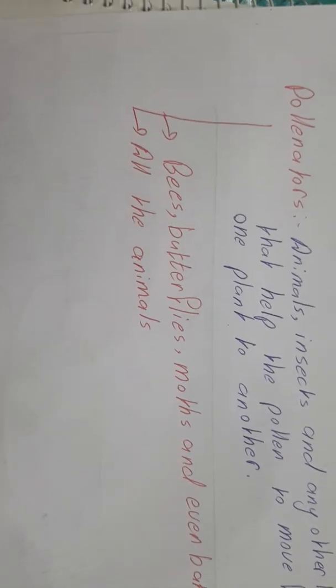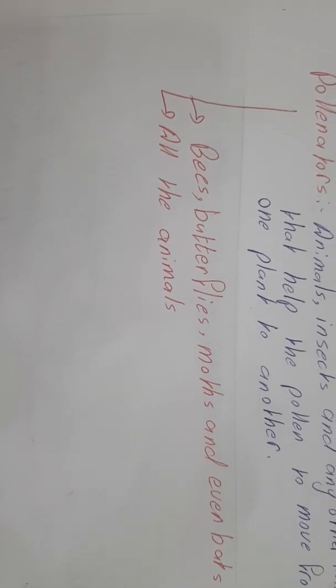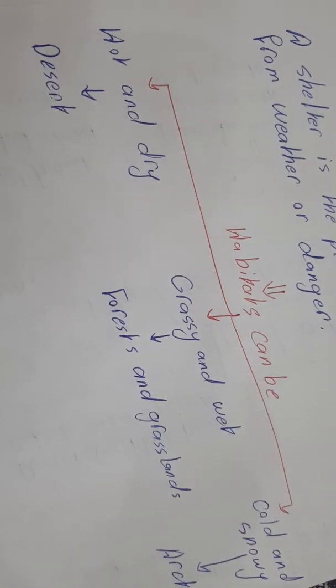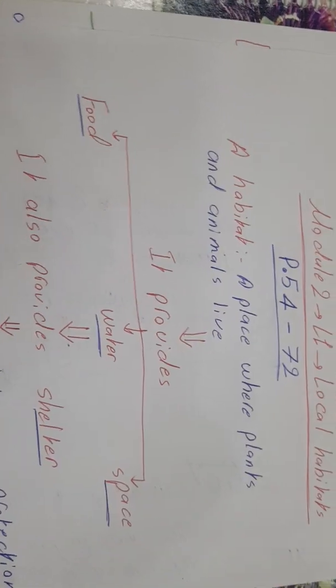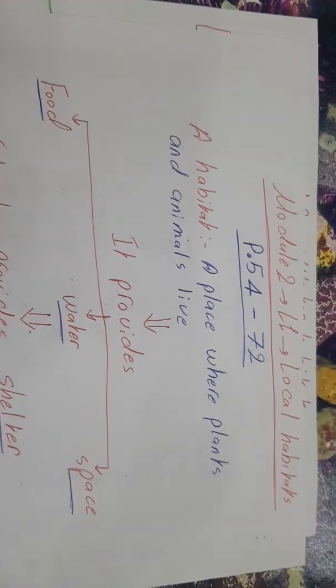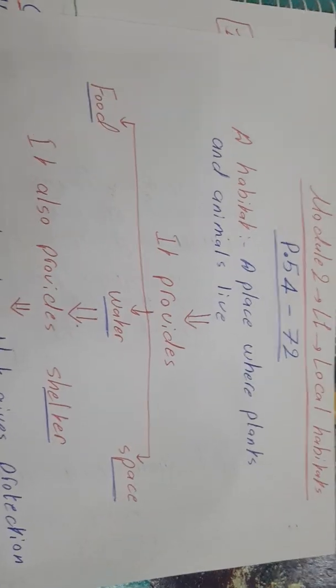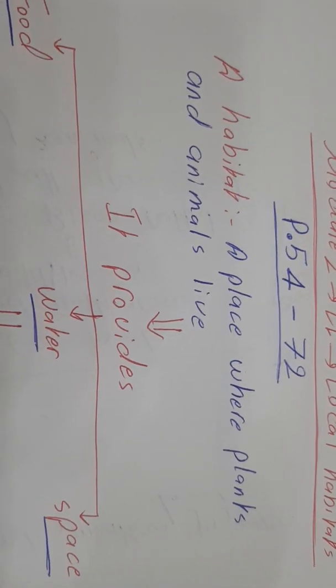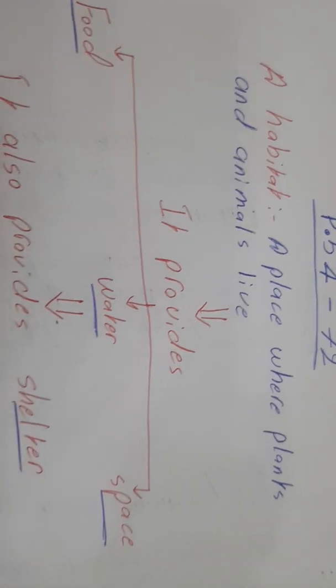Okay. Now we finished talking about the first module, so we're moving to the second module. Stay with me. Module 2. The first lesson has a title of Local Habitats. What is a habitat? It is a place where plants and animals live.